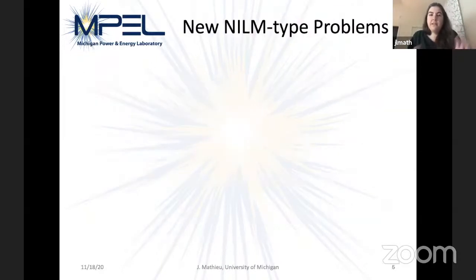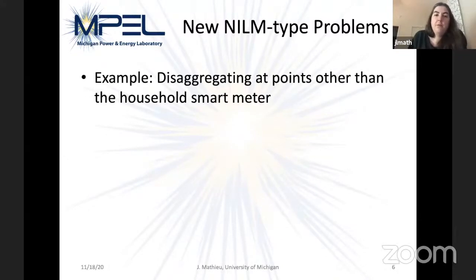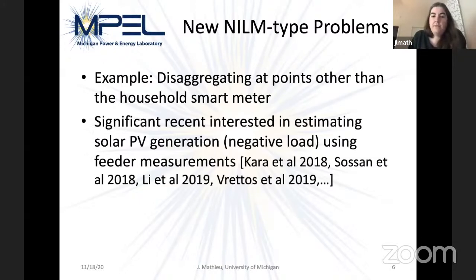So there's lots of these sorts of applications, and a lot of my work assumes that we can use non-intrusive load monitoring for these sorts of problems, but there's also other types of problems that are very related to non-intrusive load monitoring, but I think are a little bit different in scope and size. So one example is disaggregating load at points other than the household meter. And there has been significant recent work in trying to understand solar PV generation in distribution networks using measurements that are taken at substations. And so solar PV generation, you might say, oh, that's not non-intrusive load monitoring because solar isn't a load, it's generation.